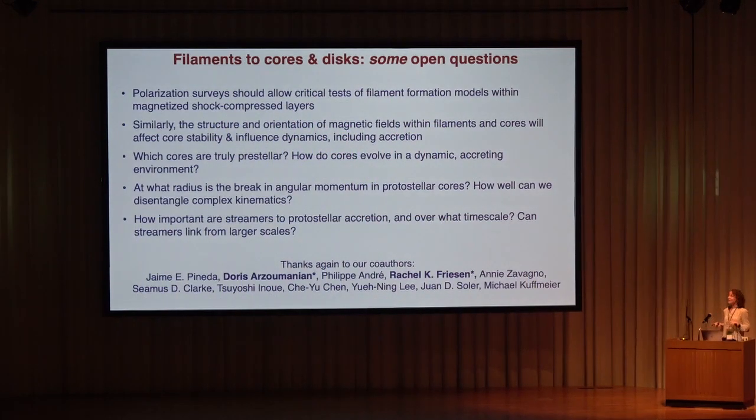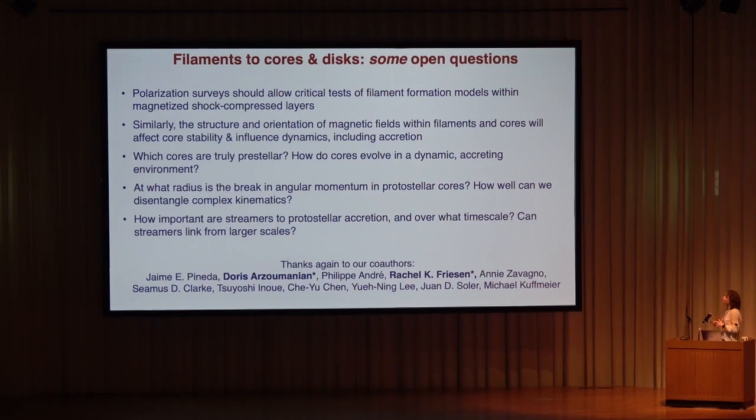So I just wanted to end with some open questions that come out of the discussion in our chapter. So polarization surveys, thank you again to the hard work that's been done by all the magnetic fields people. Polarization surveys should allow critical tests of filament formation models. So, truly trying to understand what the predictions are and what we see. And similarly, the structure and orientation of magnetic fields within filaments and cores will affect core stability. So I didn't include that in the discussions.